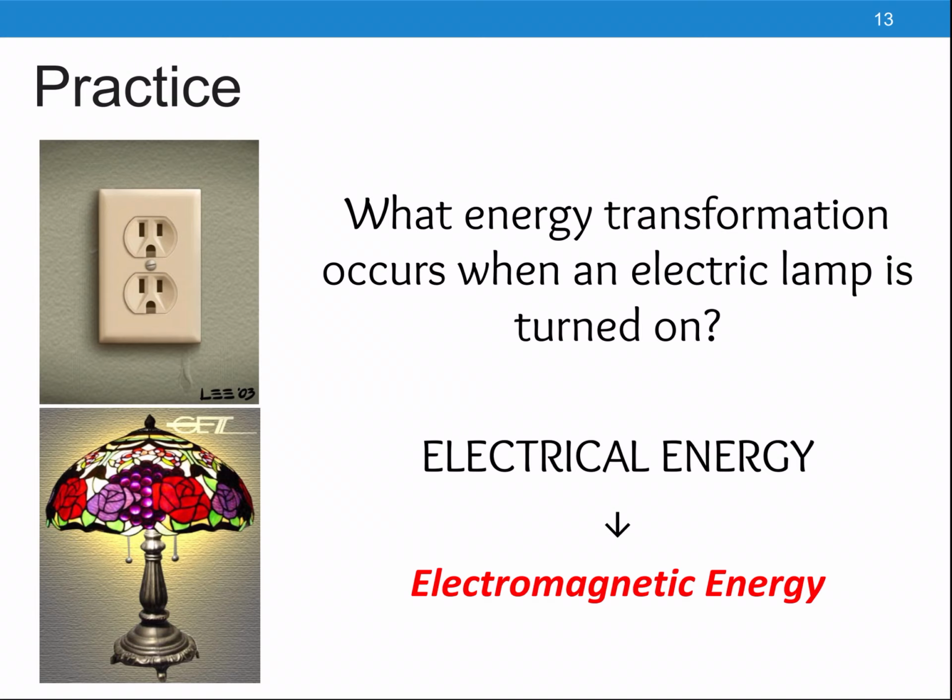This is electromagnetic energy. Okay, so thinking back to the electromagnetic spectrum, we have microwaves on there, but we also have visible light on there. And this lamp is giving off visible light, therefore it is electromagnetic energy. If you said radiant energy, that is also correct.